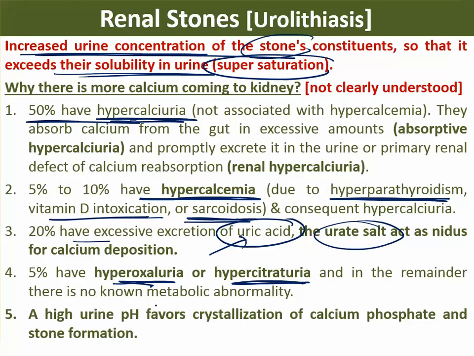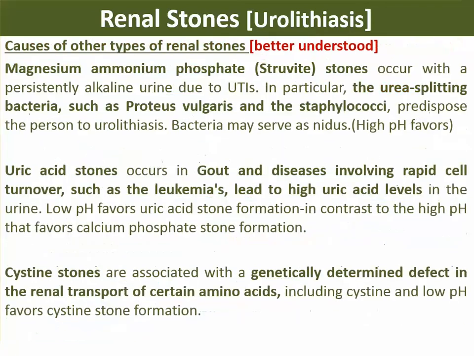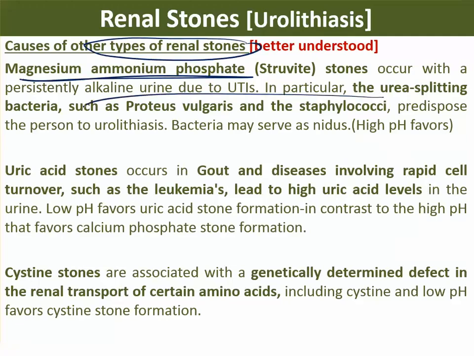Most importantly, a high urine pH, that is alkaline pH, will favor calcium deposition. For other stone formation, the reasons are a little better understood. That is magnesium ammonium phosphate, which is commonly seen in infections with Proteus vulgaris and Staphylococcus, which increase the pH. The bacterial infection increases the pH, and that leads to stone formation.